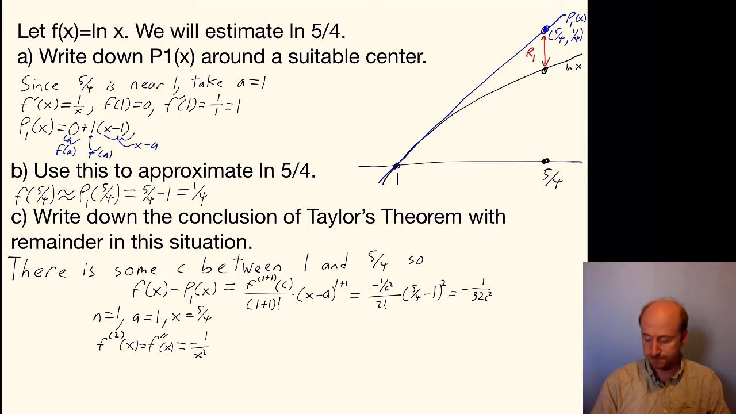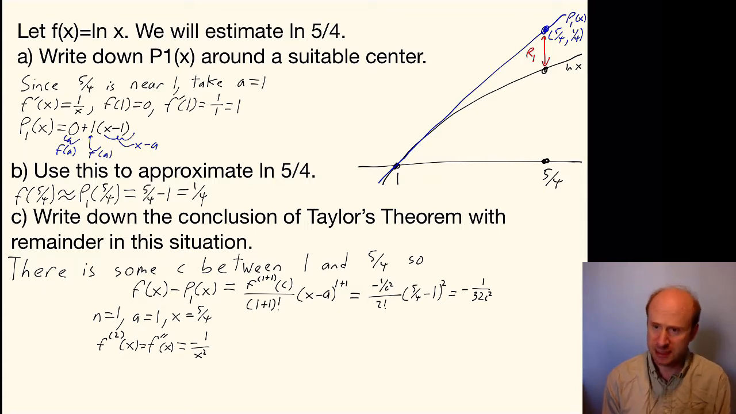Notice that we don't know what the c is, and we don't exactly care. We're not going to try to solve for c. We're not interested in the exact value of c. We have unknowns on both sides of this equation. Our error, f of x minus p1 of x, is an unknown, and our c, our negative 1 over 32c squared, is an unknown. And Taylor's theorem with remainder just leaves us knowing these two unknown things are equal to each other.